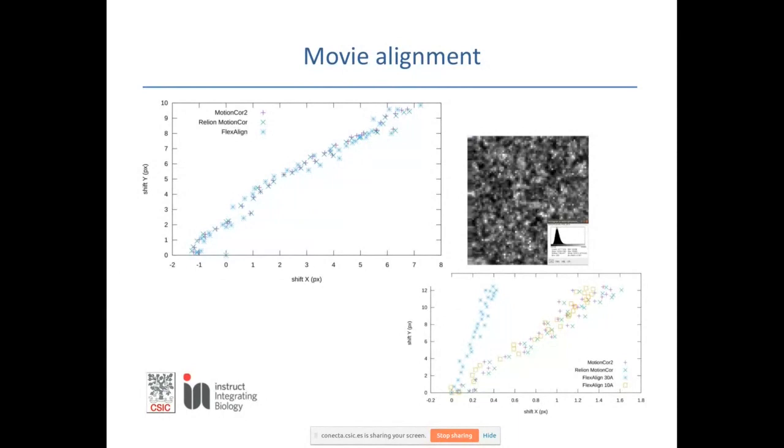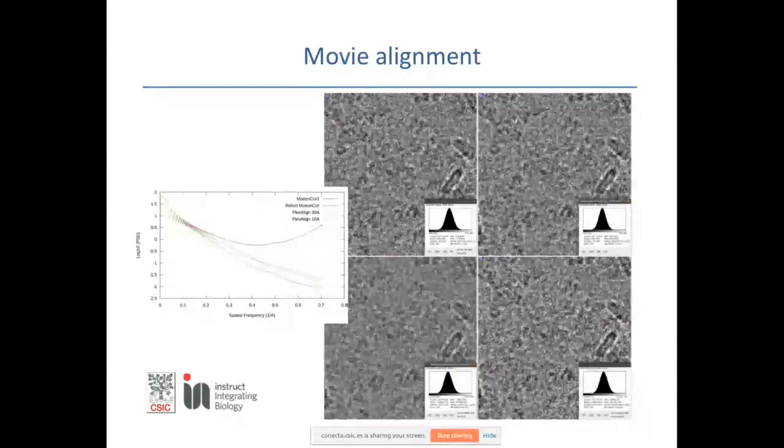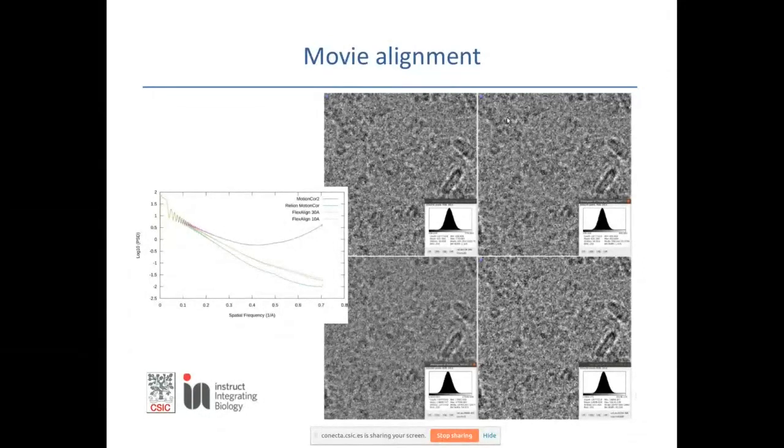I'll show you now another example with MotionCor2. So this is the analysis, and this is again going in the same direction. Never believe blindly anything that any program says, even ours. Believing blindly program outputs is really, really bad. So these are the micrographs after aligning some movie data set.